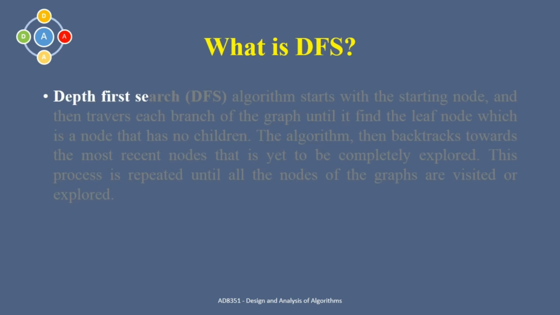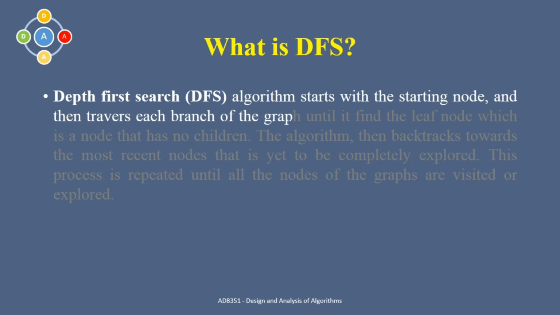So, what is DFS? As the name suggests, the depth first search algorithm starts with the starting node and then traverses each branch of the graph until it reaches the leaf node. Then what is a leaf node? A leaf node is a node that has no children.